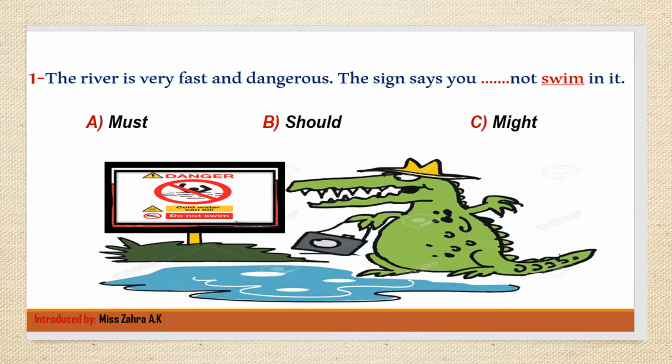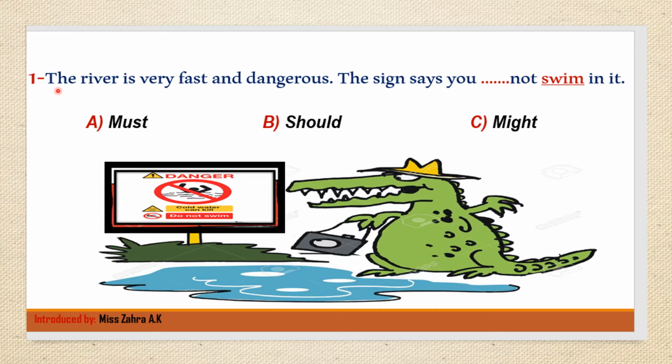So before we start, let us answer the previous homework that I gave you. The river is very fast and dangerous. The sign says you dash not to swim in it. We choose must or should or might. فنلاحظ المثال. We talked in a previous lecture about giving advice. تحدثنا بالموضوع السابق عن إعطاء النصح أو إبداء الرأي باستخدام should.